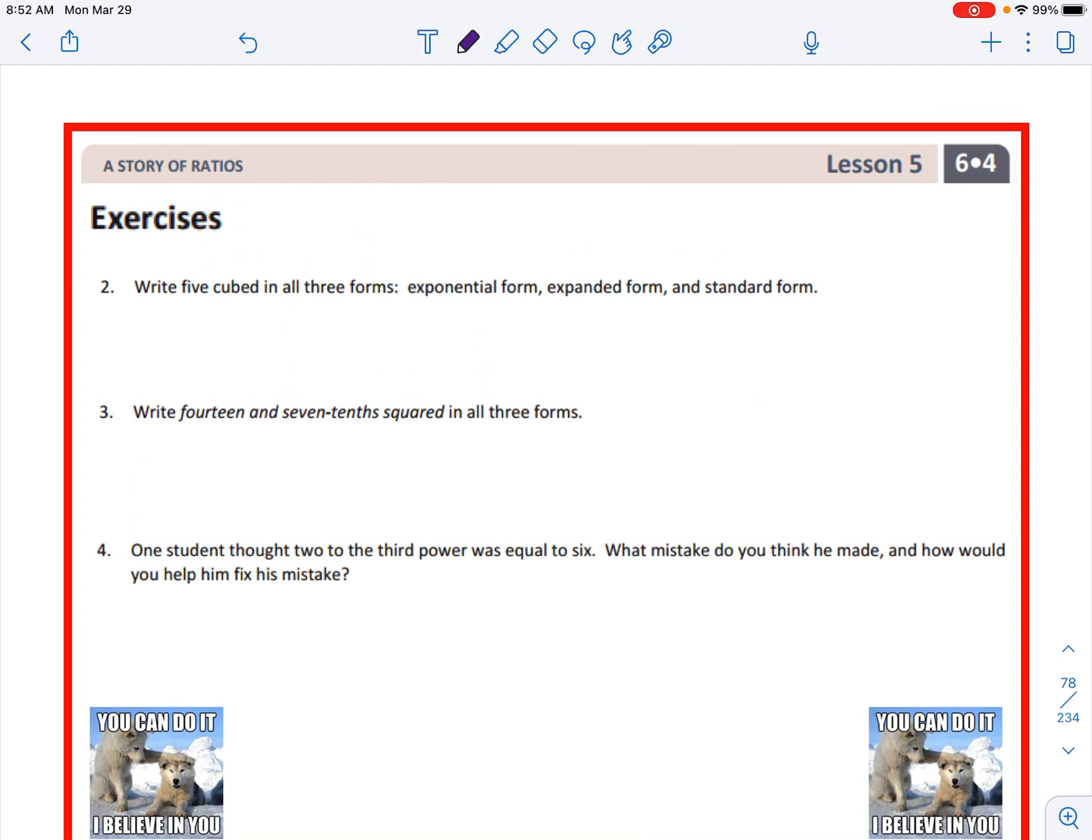Okay, exercise 2 through 4. Okay, it says write 5 cubed in all 3 forms: exponential, expanded, and standard. Okay, so 5 cubed is 5 to the 3rd power. Expanded, it would be 5 times 5 times 5. And the standard form, okay, 5 times 5 is 25. 25 times 5 is 125. So the standard form is 125.